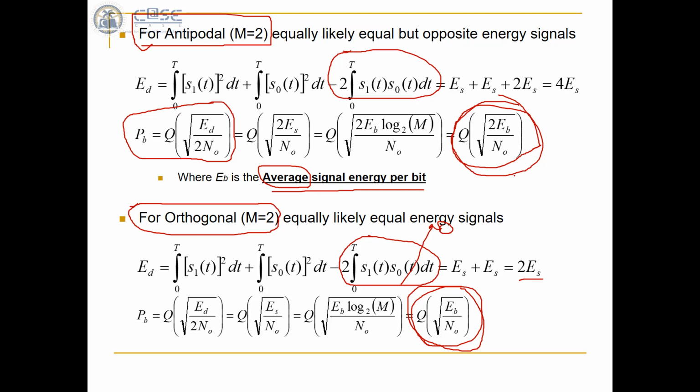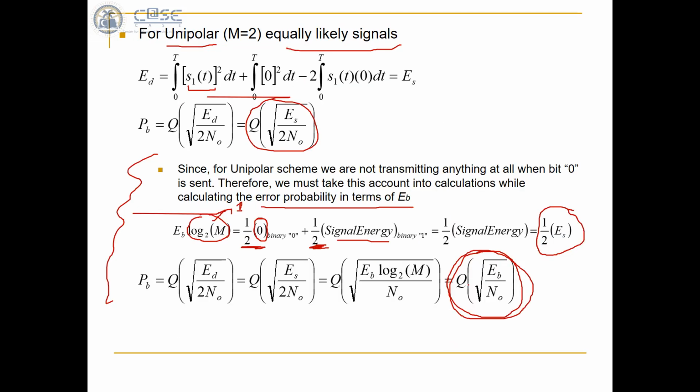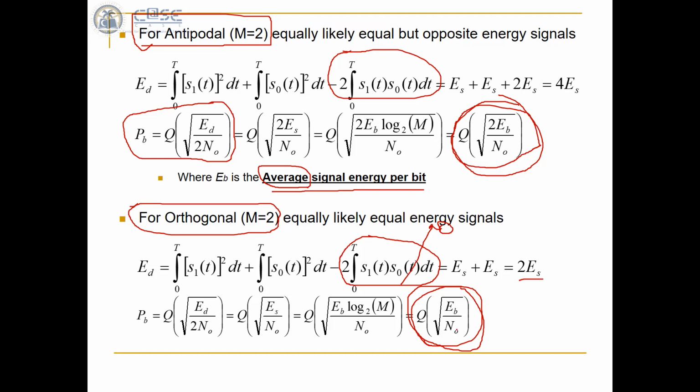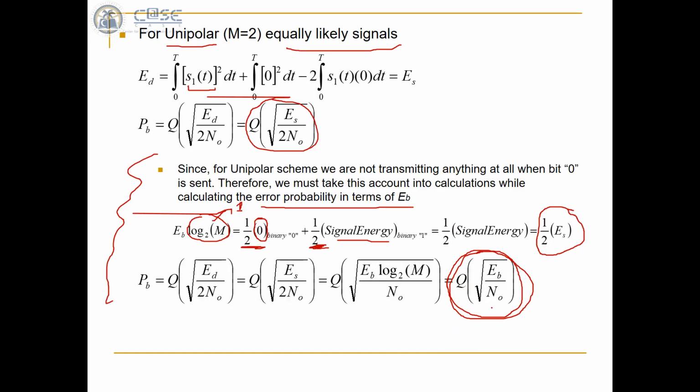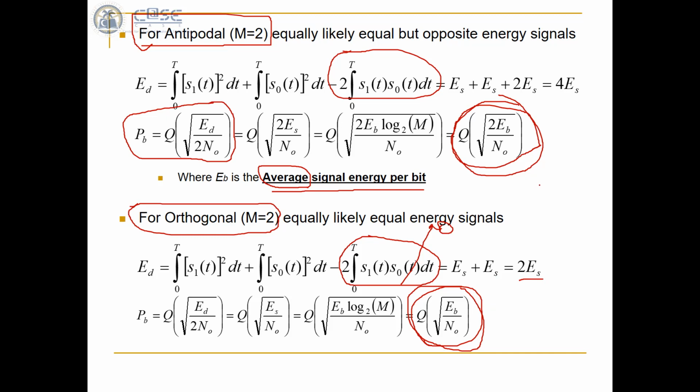Why? See the numerator here, it is 2 times EB, whereas in the unipolar and orthogonal case it is only EB. The argument of the Q function for antipodal is higher than the argument of the Q function for either unipolar or orthogonal. This one is for orthogonal and this one is for unipolar. So when you compute the probability of bit error, the antipodal will give you the lowest of all.